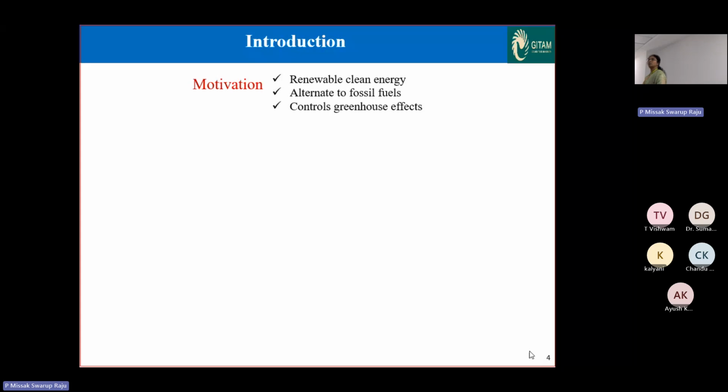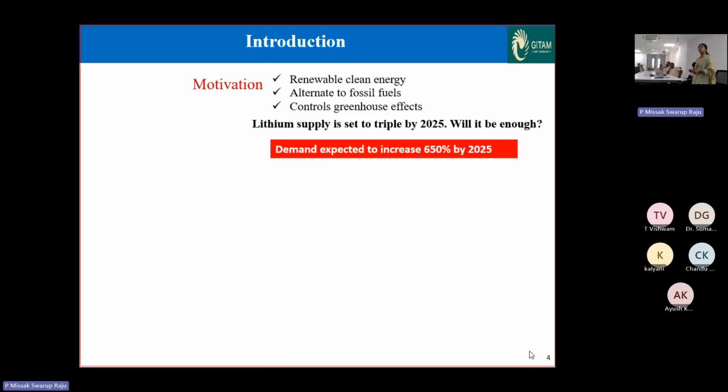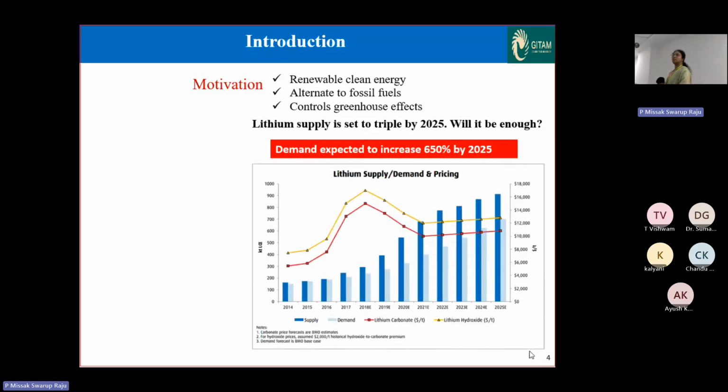Here the introduction is that we want a compulsory alternative to fossil fuels. It controls the greenhouse effect. The main theme is that lithium is getting more expensive day by day and its cost is high every year. We are using lithium-ion batteries in different energy storage devices for different purposes, so we can think about alternative batteries to replace lithium-ion batteries.